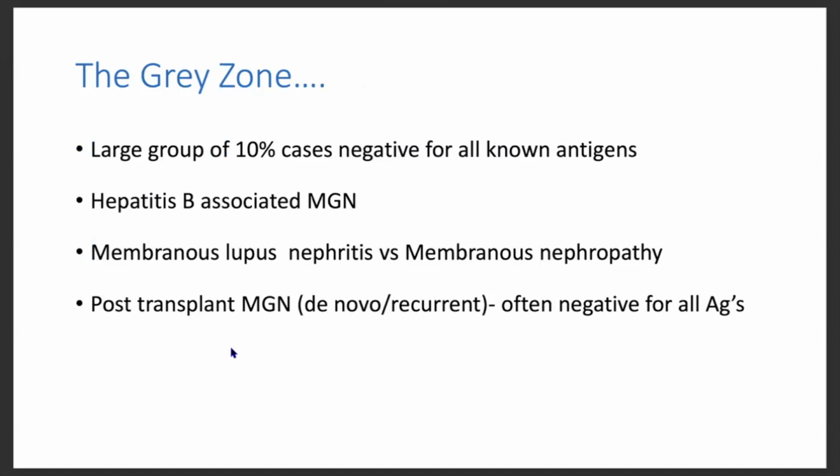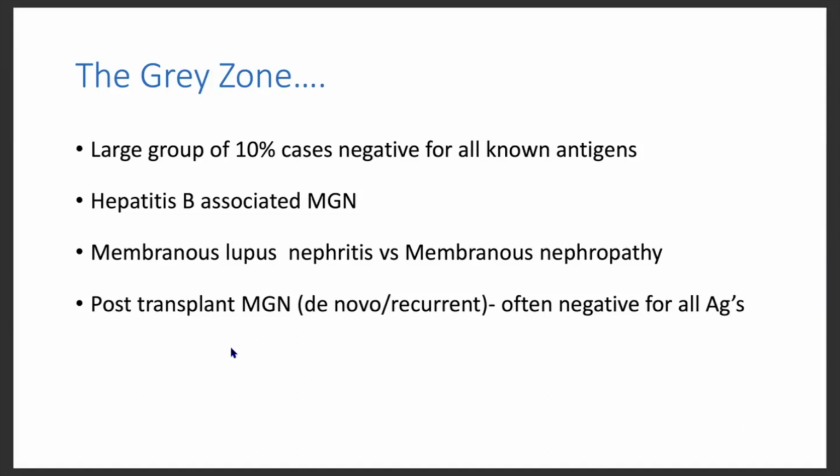Among the first membranous GN disease associations was hepatitis B. All of us know that. But we still do not know what is the target antigen in hepatitis B association. So there's a lot of work going on there also. But this is one gray area which we need to cover. And this problem of membranous lupus versus membranous lupus nephritis versus membranous GN is still there. We do not have a single answer to this problem.